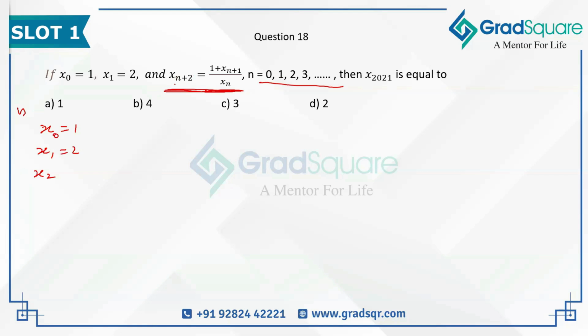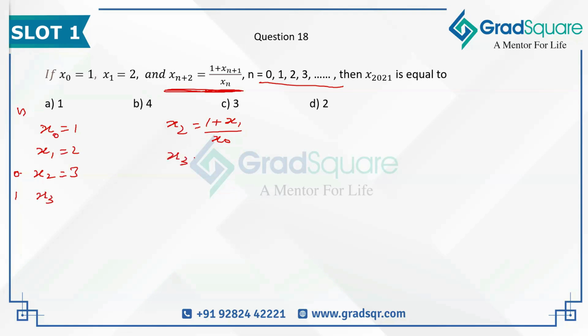So now if I want to get the value of x2, then n has to be 0 over there. If I put n as 0, then only I'll get the value of x2. So what will be x2? x2 will be 1 plus x1 divided by x0. Correct? x1 was 2 and x0 was 1. So x2 will turn out to be what? 3.